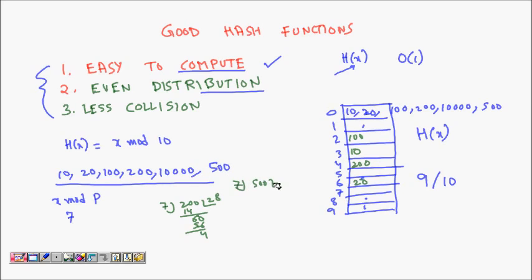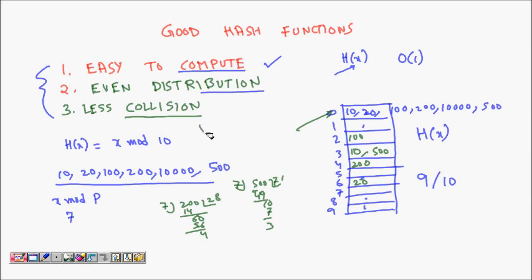500, it will go, 7 times 71 is 497, 3 is the remainder, so now it will come here, but still we can see it's so much more evenly distributed, all the cells are now being occupied. 10,000 also you have to calculate what it will be, but it's not coming such a bad case like that of x modulo 10. So x modulo some prime number, that will give you a better evenly distributed hash function. Okay, and the final thing is, of course, it should not have much collision.